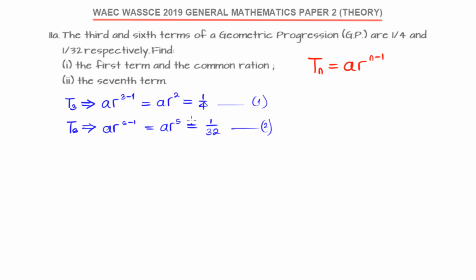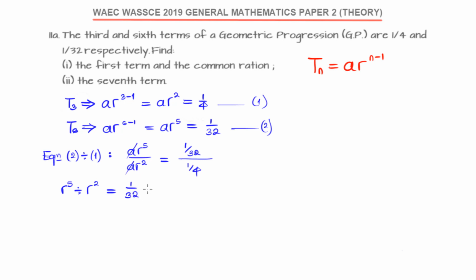Looking at them, the best bet for us is to just divide equation 2 by 1, or equation 1 by 2, anyone that is convenient. Here, I'll be using equation 2 divided by 1. So that will be AR raised to power 5 divided by AR raised to power 2 for the left-hand side. Then 1/32 divided by 1/4 on the right-hand side. The A's will cut out. So here we have R raised to power 5 divided by R raised to power 2 is equal to 1/32 divided by 1/4. I'm writing it in this way so that it can be easy for me to solve.